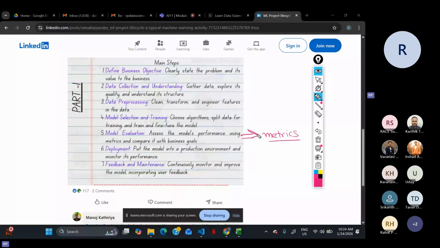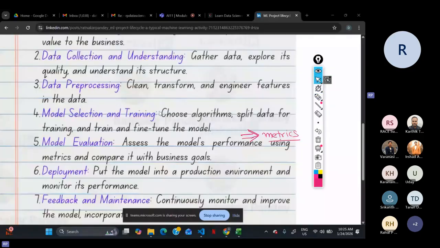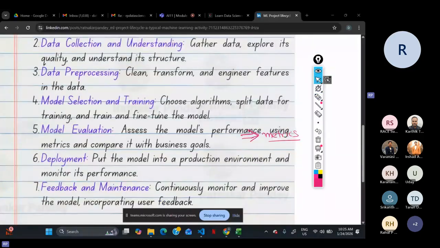For example, if I am developing a machine learning model using logistic regression for some medical, healthcare field. In the healthcare field, false negative is critical, because if my model says some person doesn't have cancer, but he or she is having cancer, that is a critical case. So in that case, we can use the metric called recall, not precision.